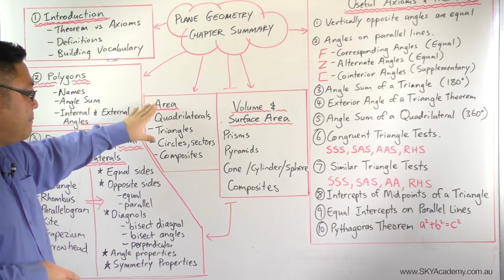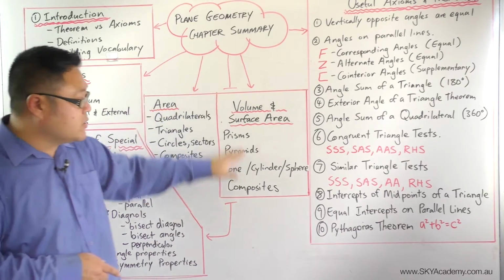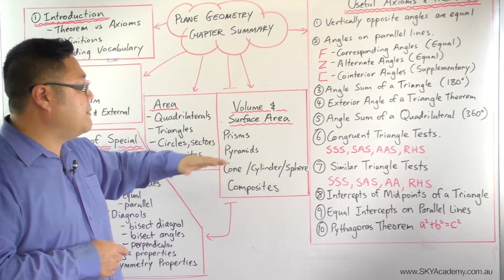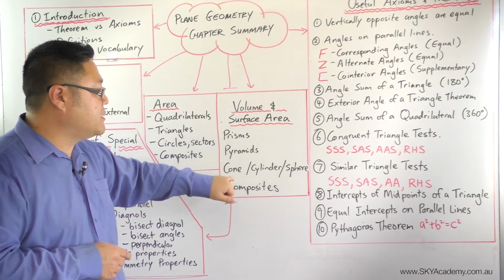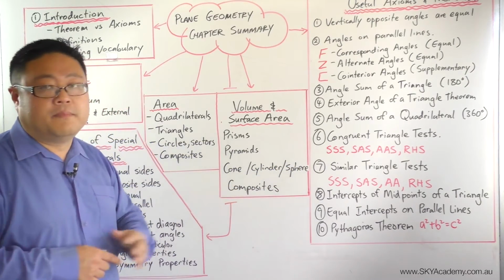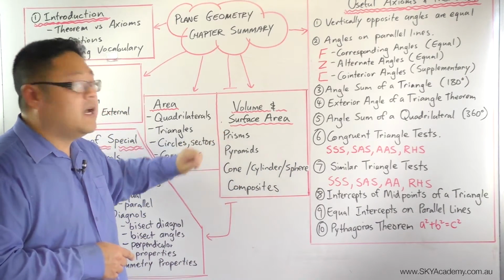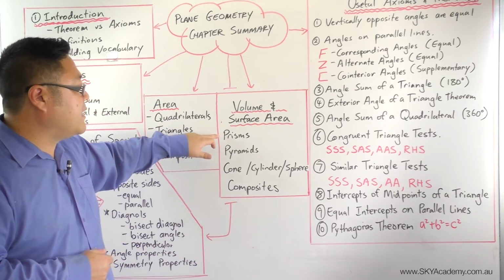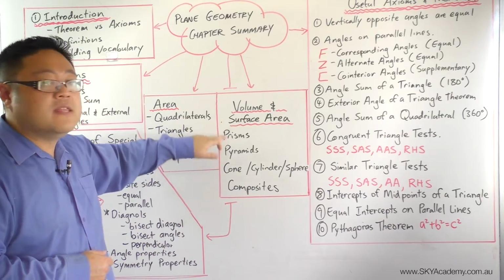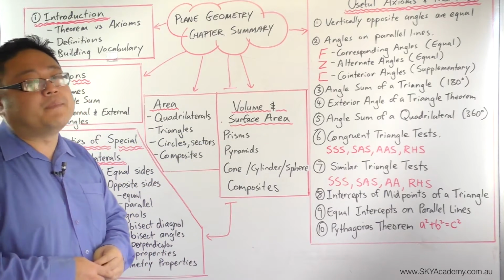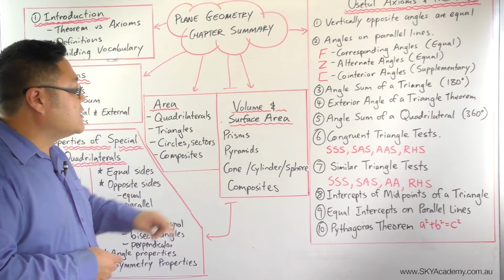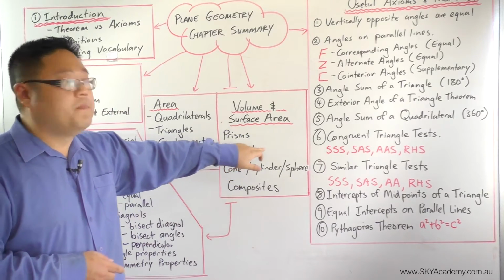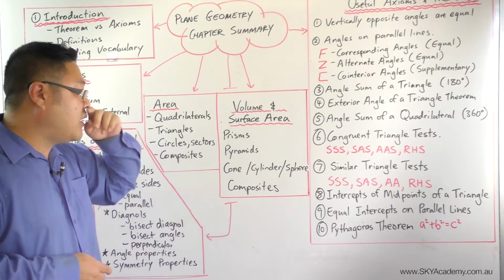of different two-dimensional shapes, and we also looked at the volume and the surface area of three-dimensional shapes, in particular prisms, pyramids, cones, cylinders, spheres, and composite shapes. Composite shapes being, again, any sort of more complex three-dimensional shape that includes adding any of these together to form a different object. So for example, a prism would be the area of the base times the height. A pyramid would be a third of the area of the base times the height.